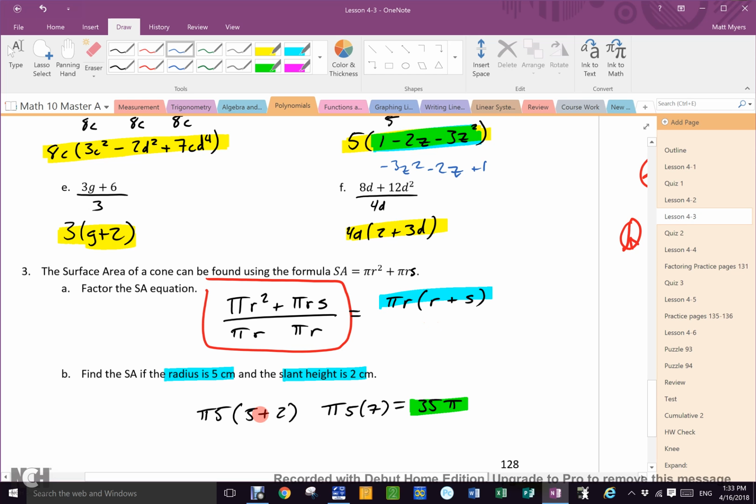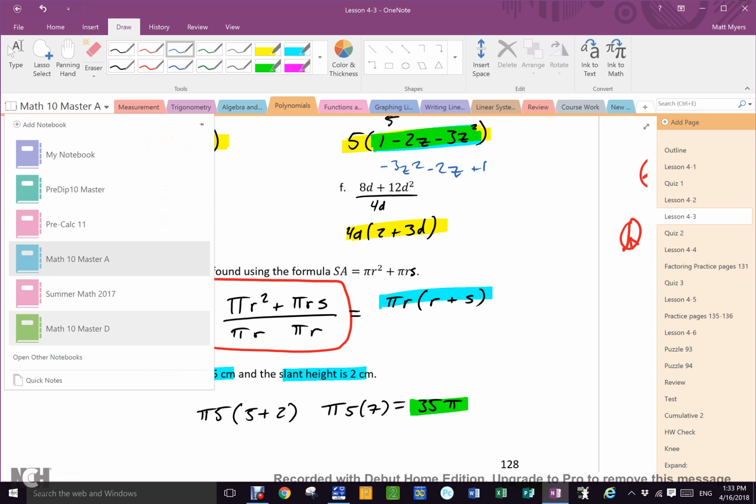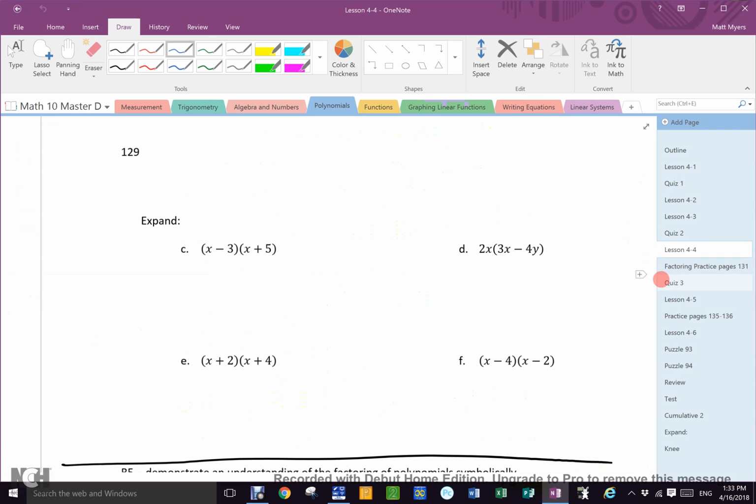Everybody is good? Excellent. And then there was page 129 at the top. X squared plus 2x minus 15. 6x squared minus 8xy. X squared plus 6x plus 8. And x squared minus 6x plus 8. Everybody is good with that too? Lovely.